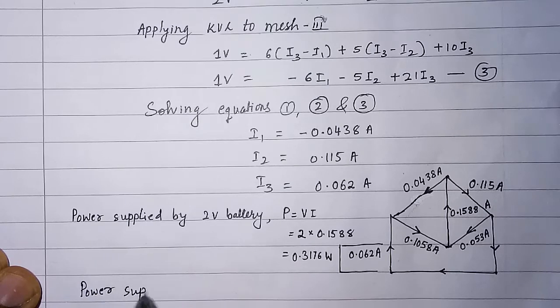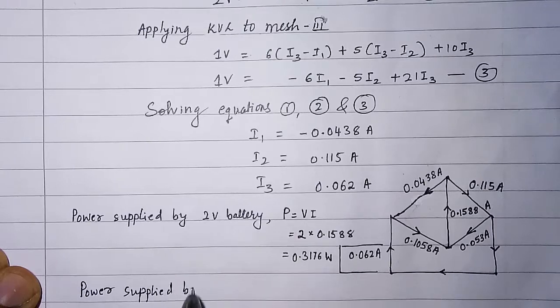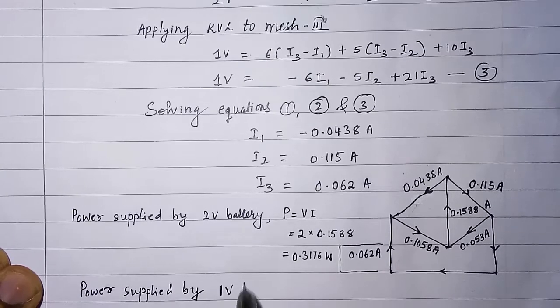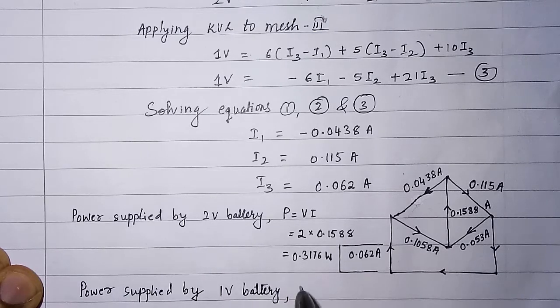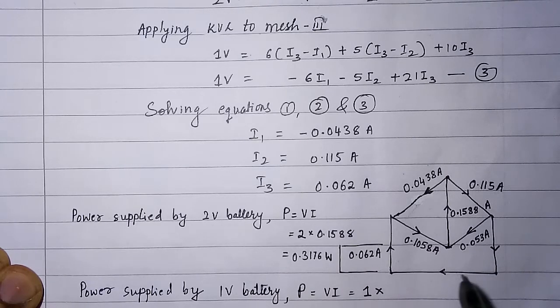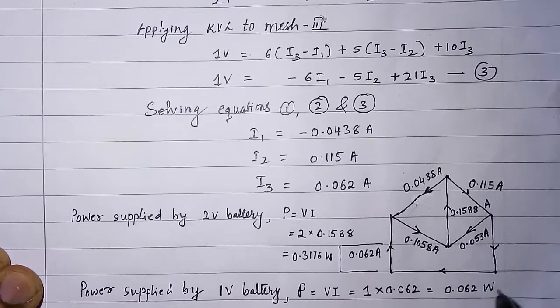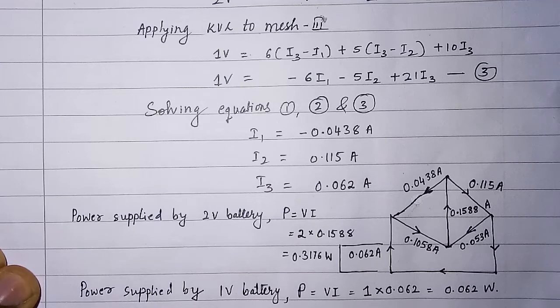Power supplied by 1 volt battery. P is equal to V into I. Voltage for 1 volt battery is 1 only, and current flowing through 1 volt battery is 0.062. So power will be 0.062 watts. So it is the complete solution for the given problem.